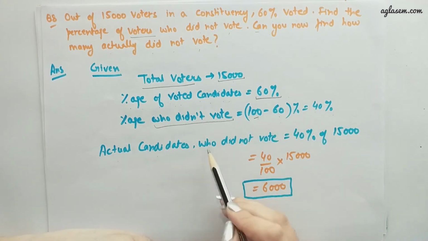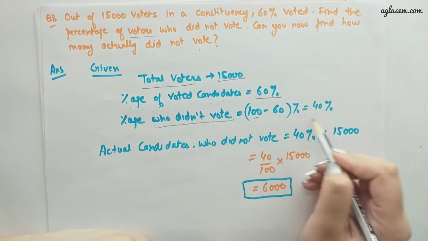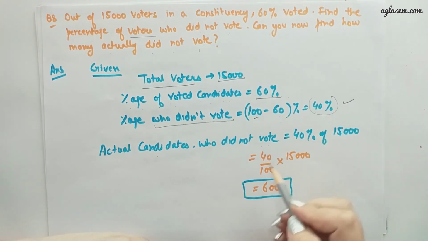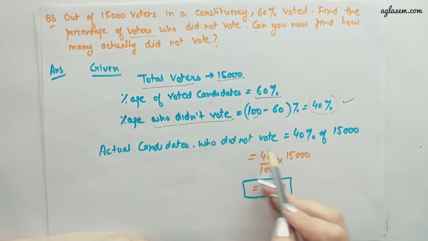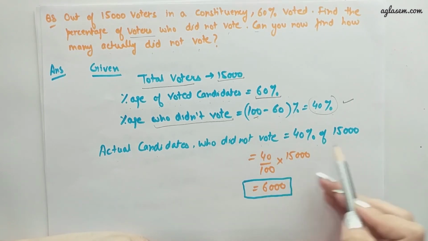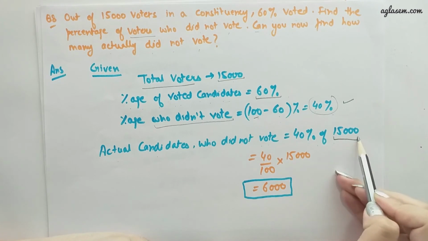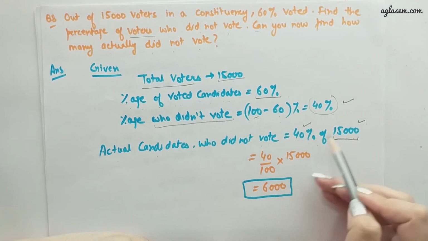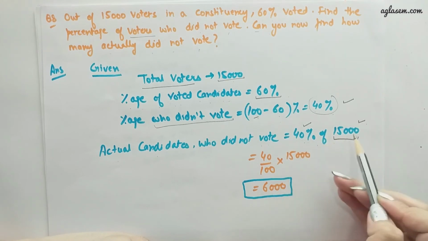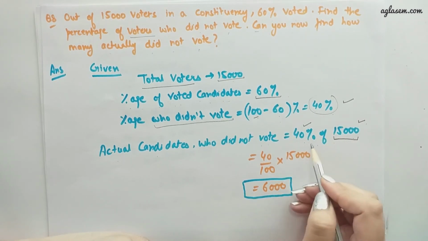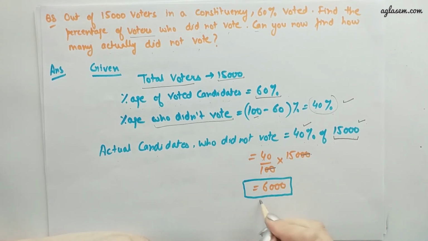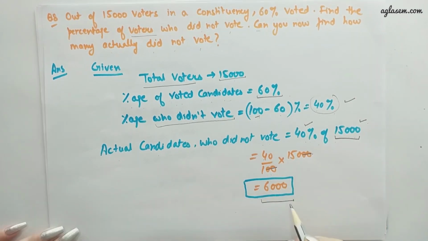So for the actual number of candidates who did not vote, we know the percentage, but we have to find out the number. The actual candidates who did not vote is equal to 40% of 15,000 voters. Now we have this in numbers and this part as a percentage. So we have to convert this part into numbers. So we have to divide it by 100. Now by multiplying it, we'll get 6,000. So we have 6,000 candidates who did not vote.